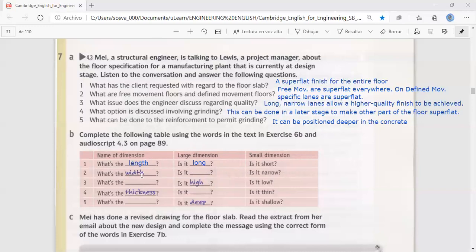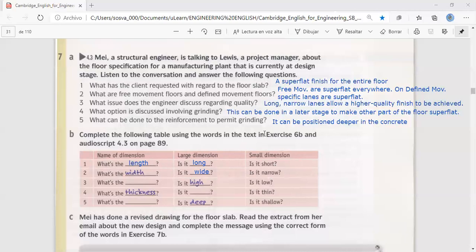Now look at width. Width. Okay. Width is okay. Oh, it is wide. It's wide. Exactly. Yes. Is it wide? Wide. And the opposite, is it narrow? Is it narrow? Yes. Okay. That's when you're talking about the descriptions, when you are asking for the description of an object or something.